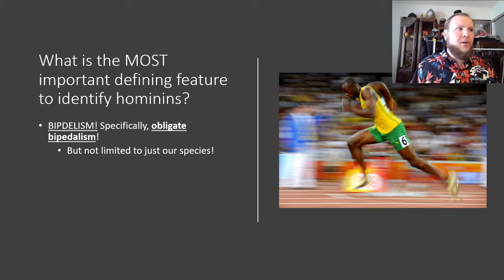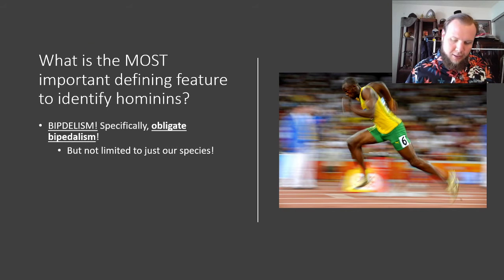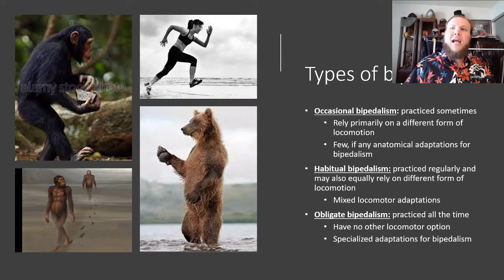So the most important defining feature to identify hominins is bipedalism, specifically obligate bipedalism. Bipedalism isn't limited to just our species, but obligate bipedalism is. So, types of bipedalism.